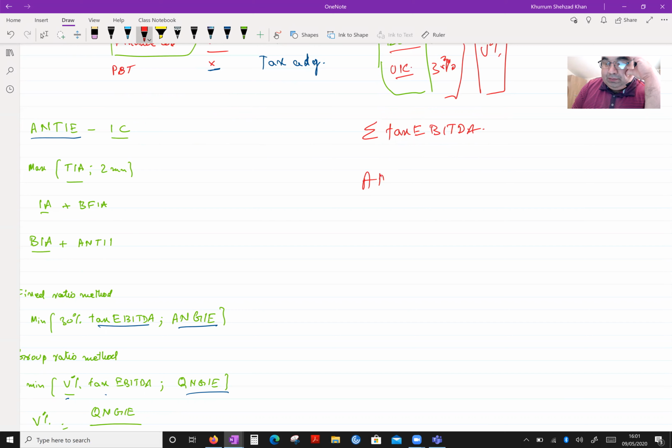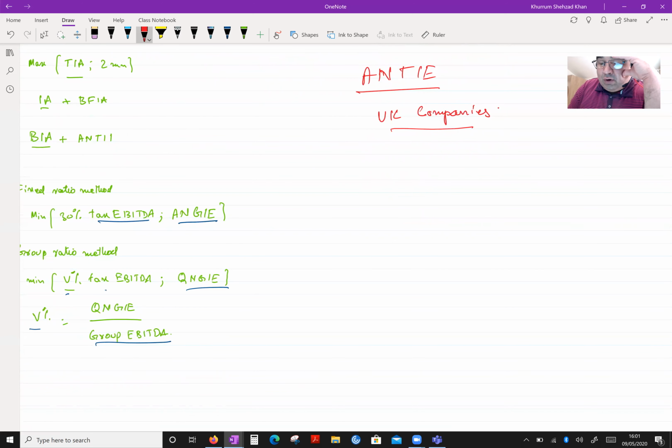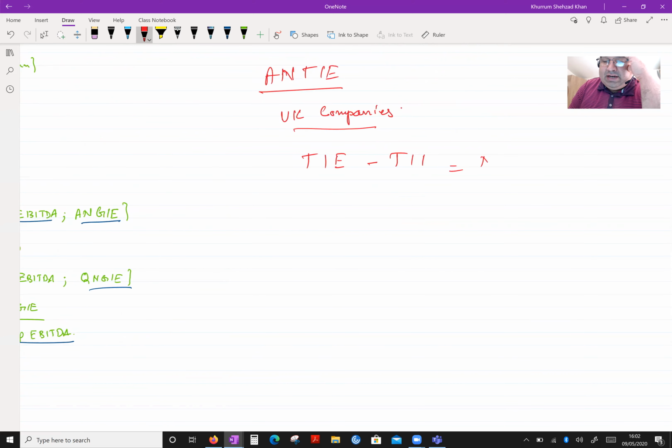All right. Now what is NT? First of all, NT is related to aggregate net tax interest expense. Again, we are looking at only UK companies. Sorry for my handwriting. Then you look at all the tax interest expense of a company. Say, for example, there are four companies. You look at the tax interest expense of a company minus the tax interest income of a company. That should give you net tax interest expense.